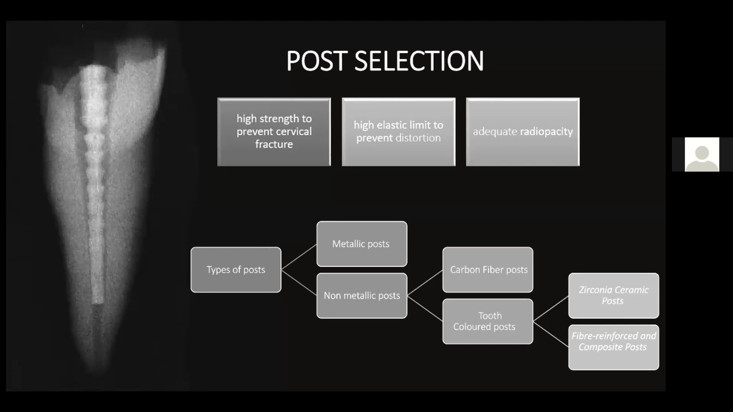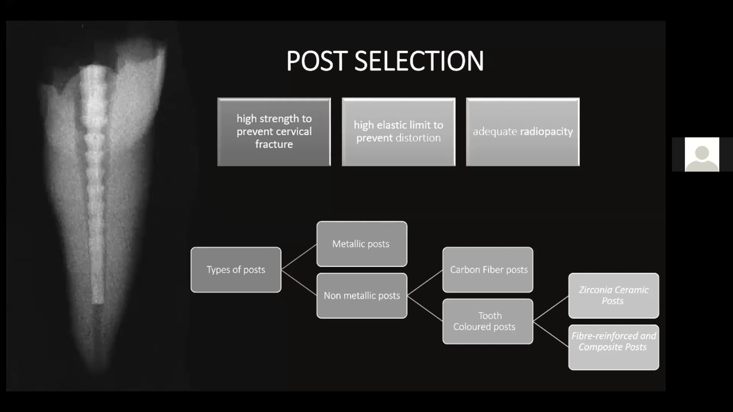Now, the type of post, we have a lot of different types of posts. Metallic posts are, I believe, the first posts that were used. And then we have non-metallic posts, which are carbon fiber posts and tooth-colored posts. And then tooth-colored posts are zirconia ceramic posts and fiber reinforced. We also have composite posts. Let's start quickly. We'll go over these real quick.